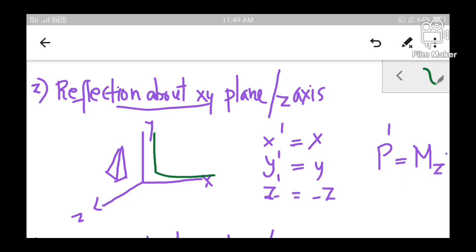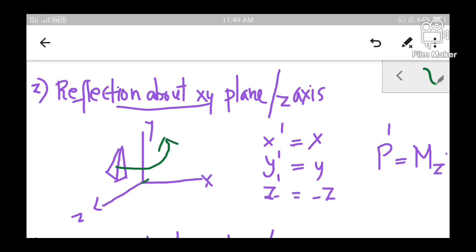So as per the equations, x and y will not undergo any change. So I can write after reflection the new x will be equal to previous x, and after reflection the new y will be equal to the previous y. But since it is a reflection about z-axis, after reflection z will become negative for the reflected image. That means from this position object will be reflected to this position.